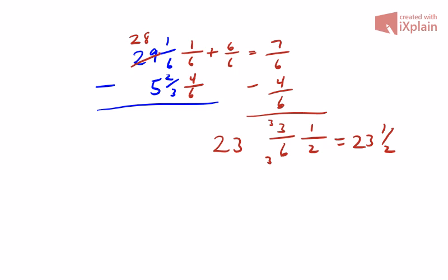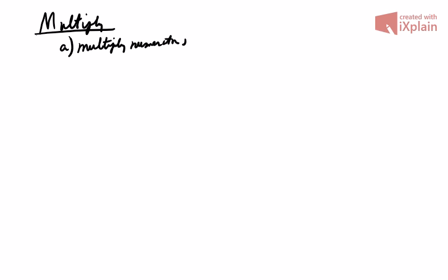Okay, now let's multiply proper fractions. And whenever you're multiplying, first we are going to multiply the numerators. Then multiply denominators. Okay, secondly, we're going to reduce to lowest terms.